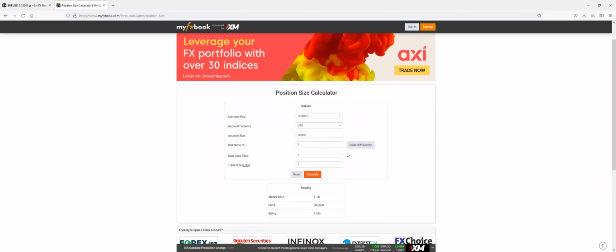As you can see, if I'm trading on a 10K account, risking 1% using 2 pip stop loss, I will have to open a 5-lot position in the MetaTrader application. That's all. That's the easiest way to calculate your lot size.